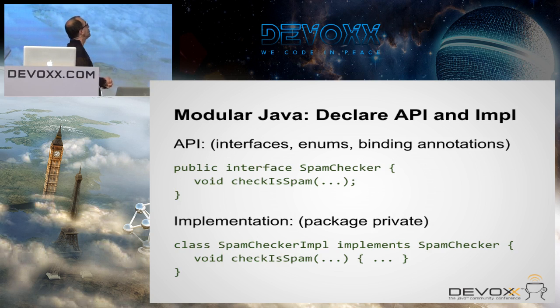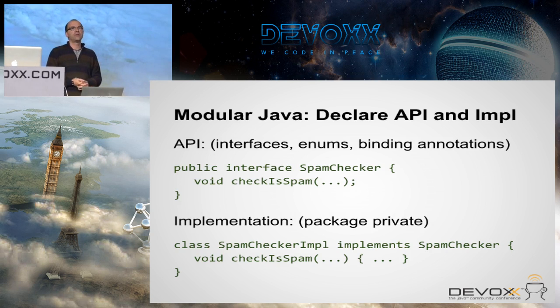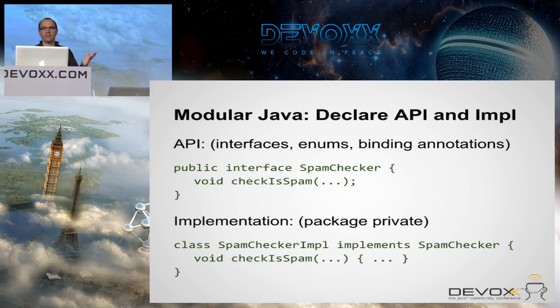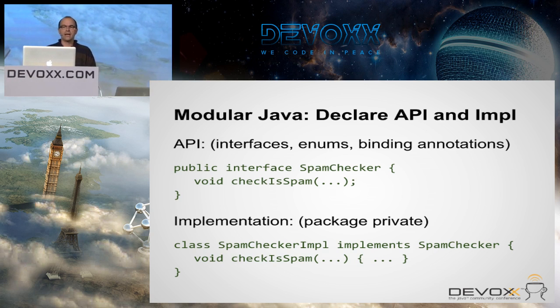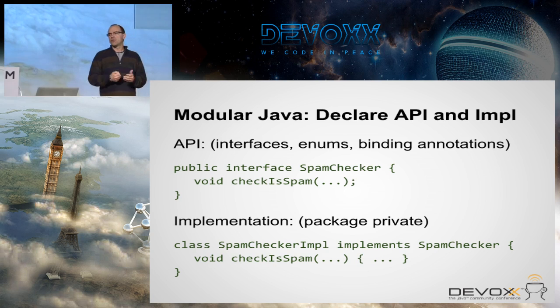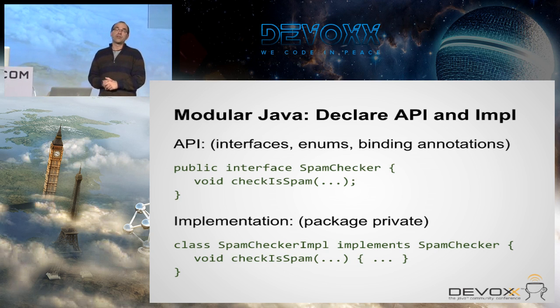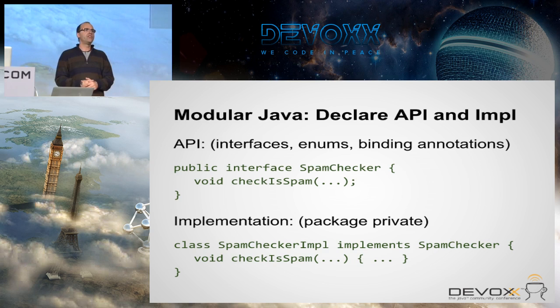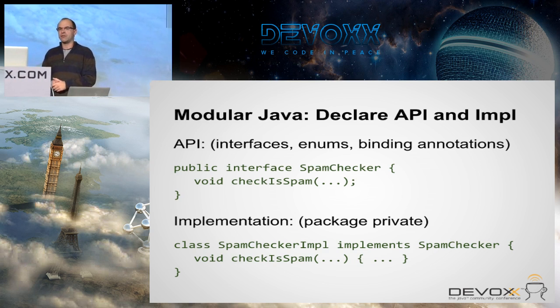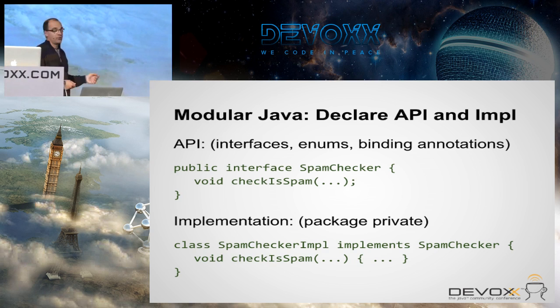So how can you do that? You just do like you would do in a normal object-oriented language, right? You have an API, you define an interface. Here is a spam checker. It has one method. Remember that you can have binding annotations that go with that particular interface, so you can define which implementation of this interface should be injected at runtime. And then, of course, you've got an implementation, which most of the time you should make package private. There's really no reason to make that implementation public. You can make it package private, and it implements the interface, nothing special, right?